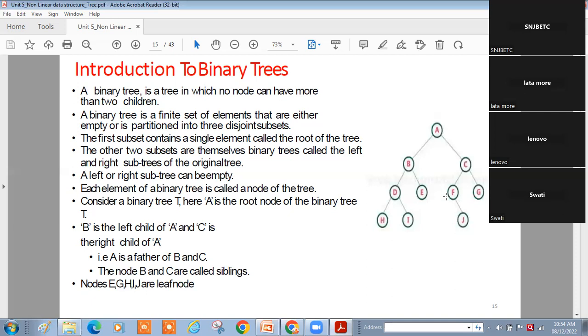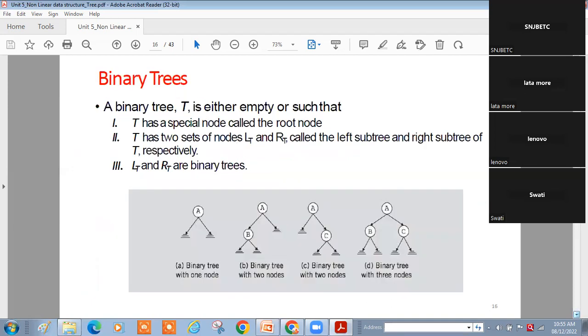Simply from this slide, you have to remember that a tree having 0, 1 or 2 children per node is called a binary tree. More than 2 is not allowed. So here it is having 2 nodes, here it is having 0 nodes, here it is having 1 node, and it is a binary tree. The same thing is explained further.